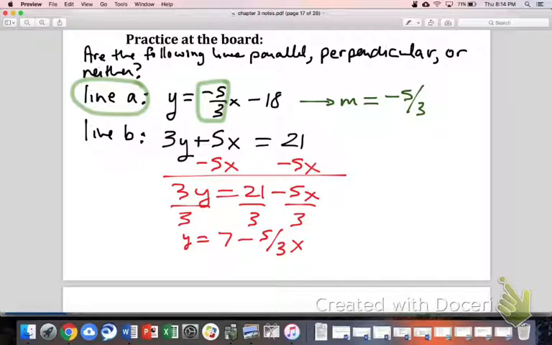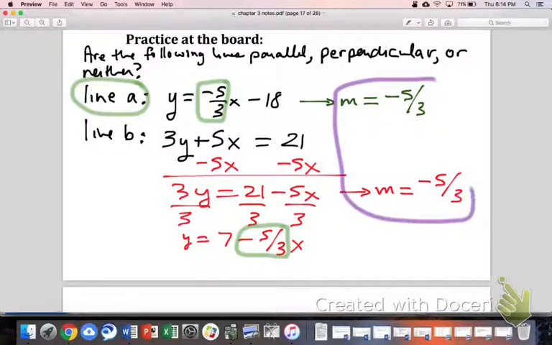And so the idea here is that I should be able to pick out the slope from this slope-intercept form. And as I do that, I look right here. And sure enough, look at that slope. That slope is negative 5/3. So as I compare the slope of line A with the slope of line B, I, of course, can see the pattern that the slopes are the same. They're equal to each other.